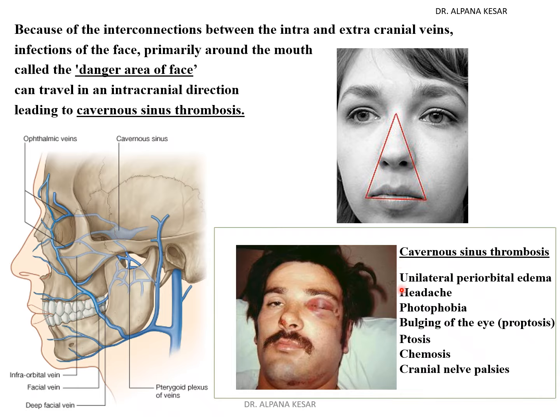Cavernous sinus thrombosis is associated with unilateral periorbital edema, headache, photophobia, bulging of the eyes, ptosis, that is drooping of the eyelids, chemosis, and cranial nerve palsies. Infections transmitted inside the cranial cavity can also result in temporary or permanent damage to the brain.